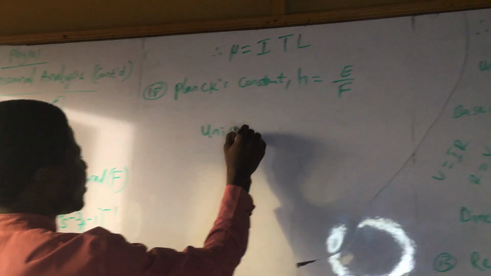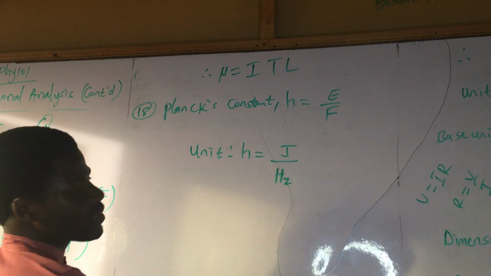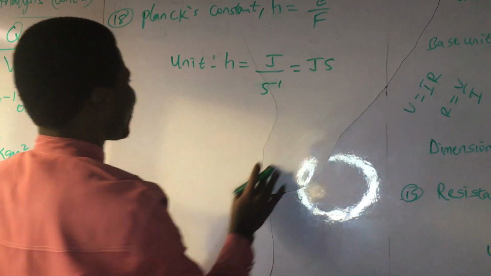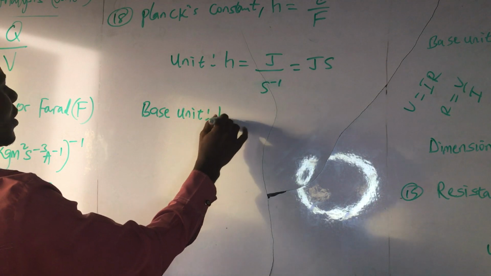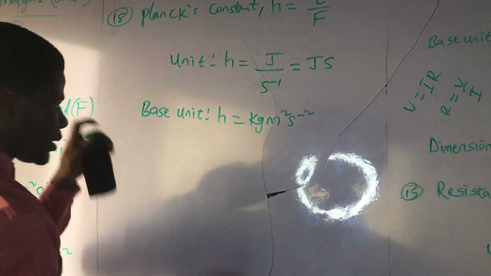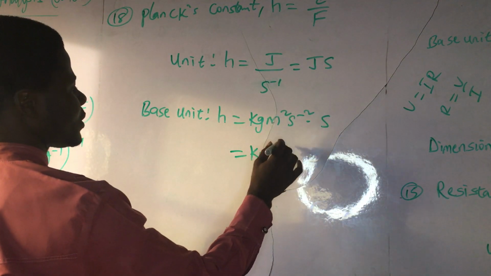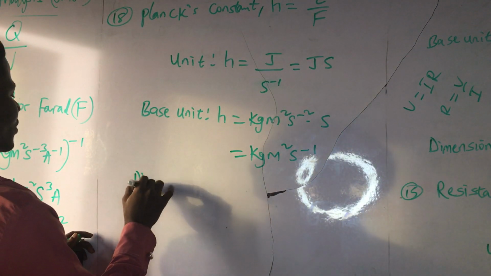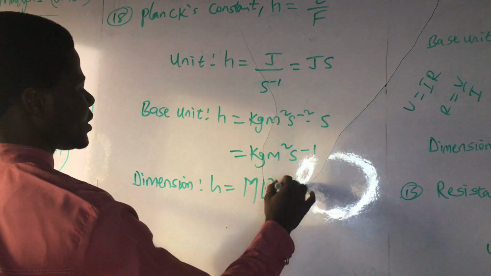So unit of energy is joule. Unit of frequency is hertz or per second. Let's use per second. If per second goes up, it becomes second. So we have joule second as the unit of Planck's constant. So base units now. Base unit of joule, we've done that before, that's kilogram meter square per second square, then times seconds. That will give us kilogram meter square per second, since times seconds gives S raised to power minus 2 plus 1, which is minus 1. Dimension now: capital letter M, L square, then T raised to power minus 1.